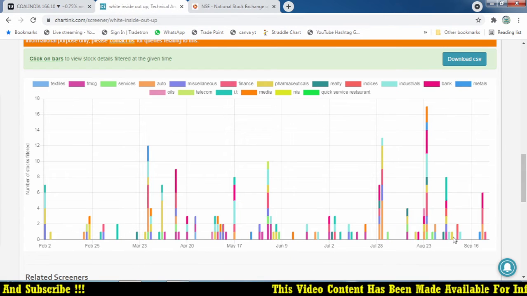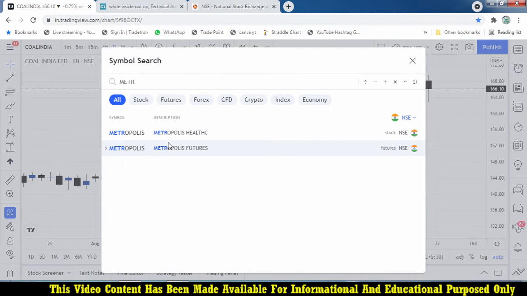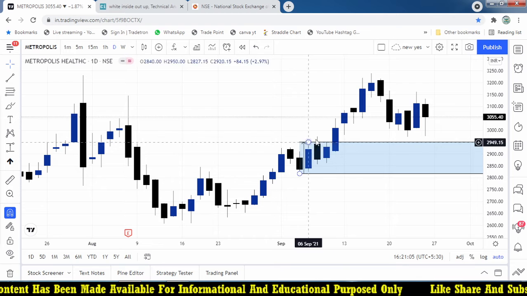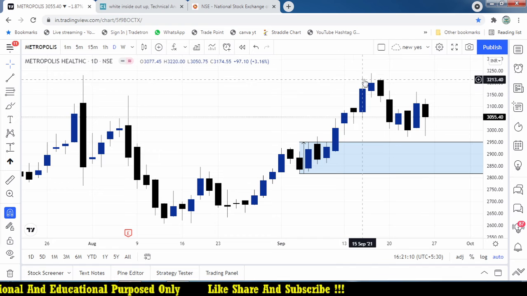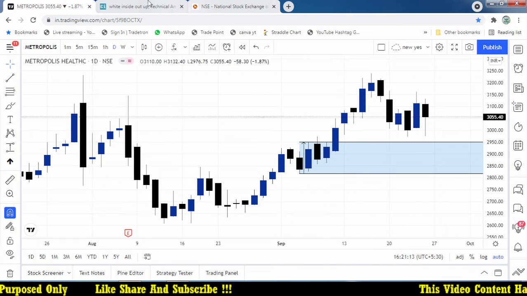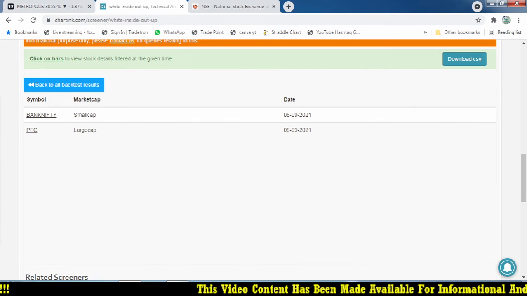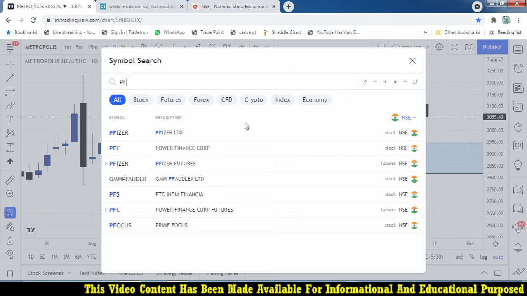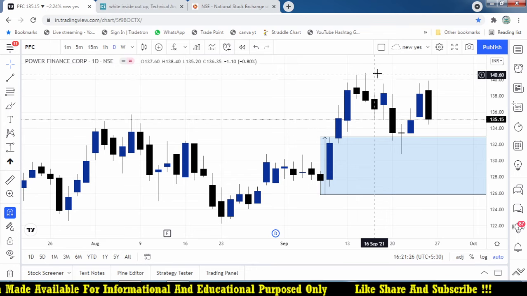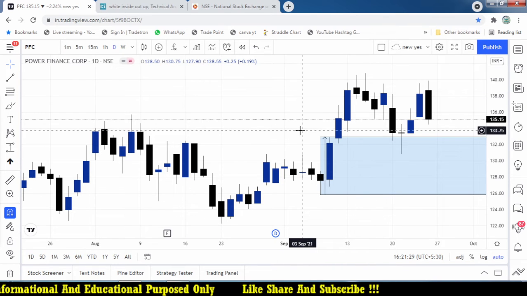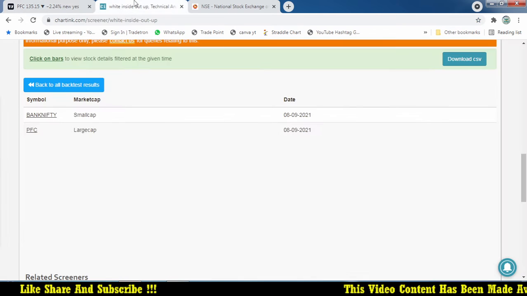And again, this is 6th September, Metropolis. Let's check Metropolis. 6th September, I already marked this one, and it broke 2,900 and went up to 3,200. That is also a profitable trade. And again, here 2 stocks, 8th September, Bank Nifty and PFC. PFC also we did this month, profit. Here on PFC, after breaking 133, it went up to 147 rupees. I think the lot size is 6,200, because we attended the trade and booked a good profit.